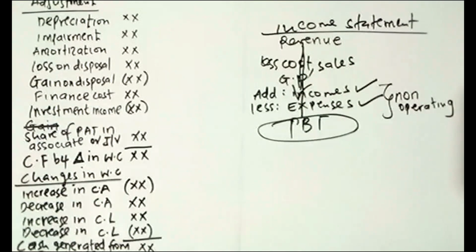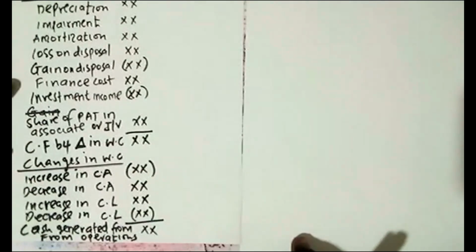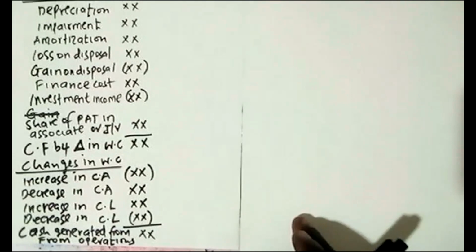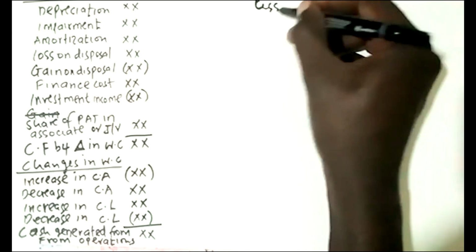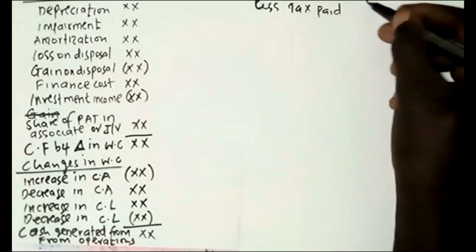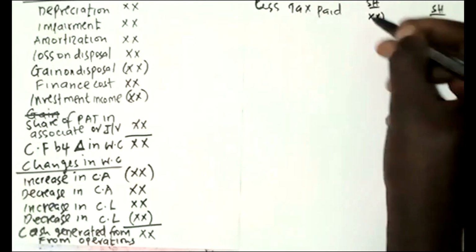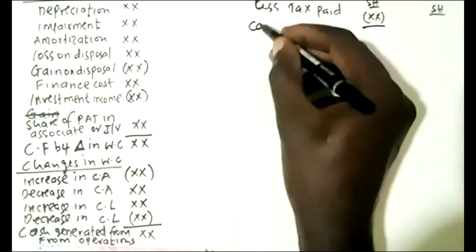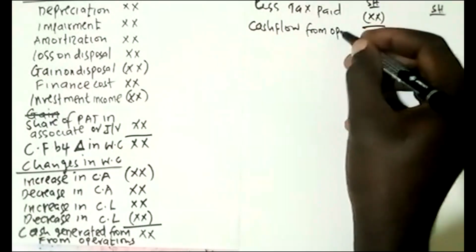After considering the cash generated from operations, we subtract the tax paid, whereby under tax we have to consider both current tax and deferred tax. So you will come and say less the tax paid. Deducting the tax paid, you are able to get the cash flow from operating activities.